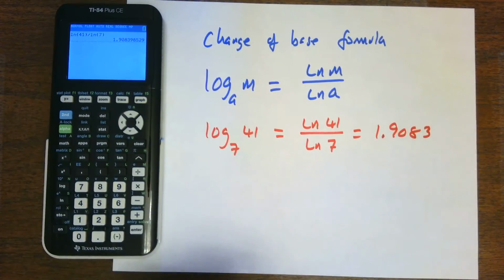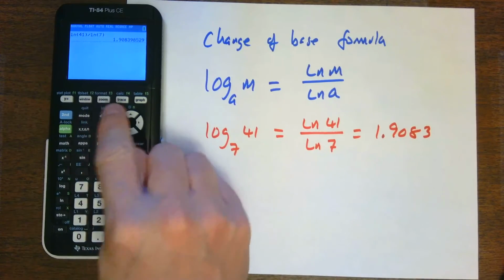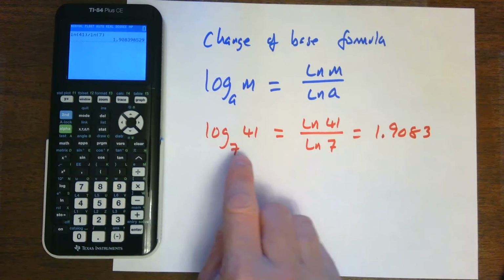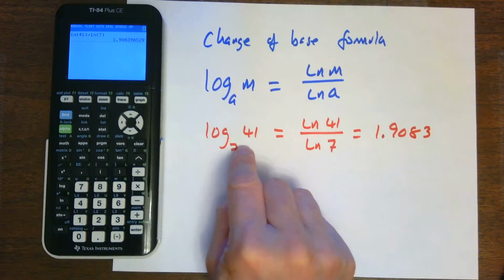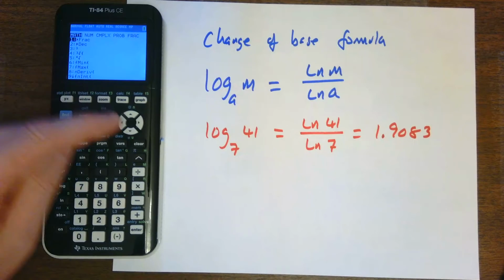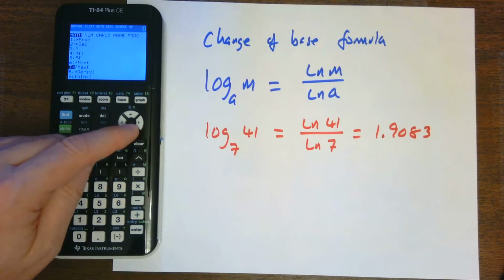1.9083, something, something. Now, if you've got one of these newer calculators, it does already have a change of base formula. I can actually evaluate this directly on the calculator. Let me show you where it is. If you go to the Math button, and then all the things that are here, I'm going to go down until I get log base.